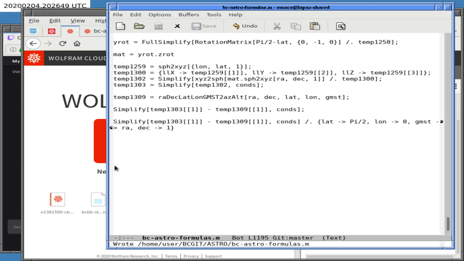Okay, so the goal here is we're going to try to find the matrix that is equivalent to changing right ascension and declination to azimuth and altitude in rectangular coordinates. And then we're going to see from there if we can get better formulas for solving for other things. We'll use that relation to see if we can do better.